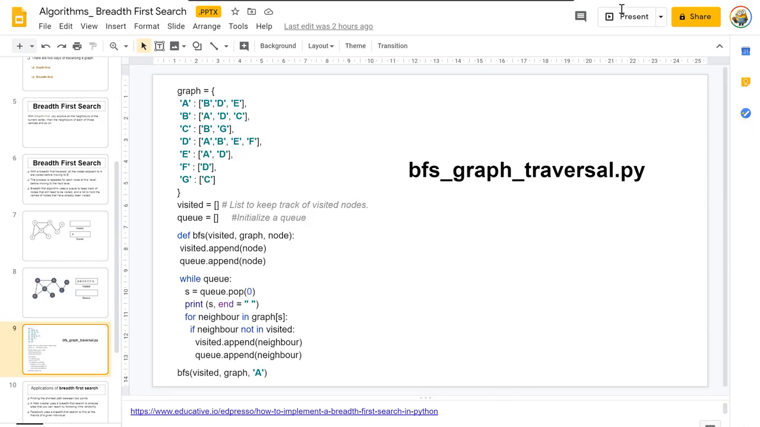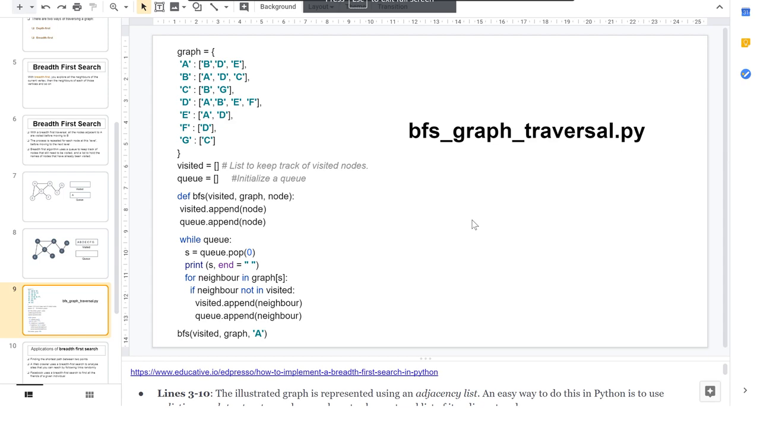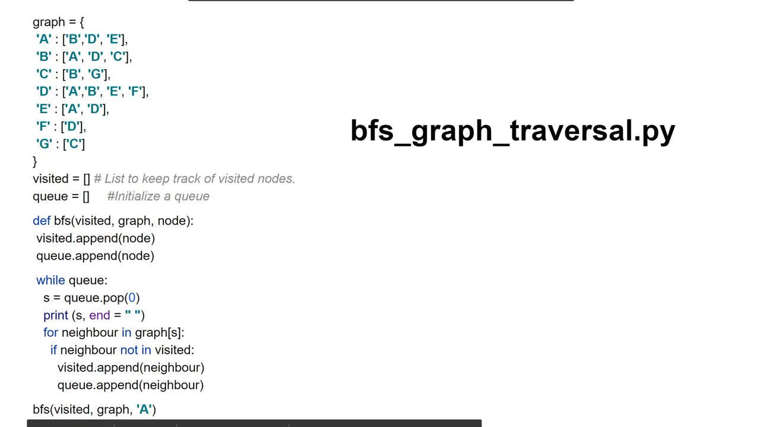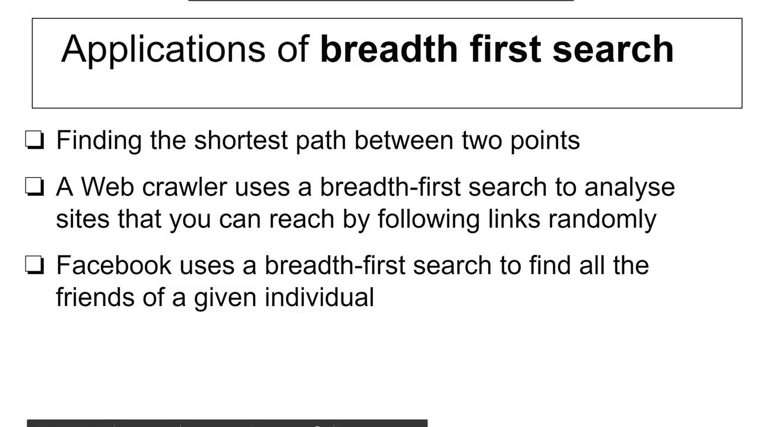So moving on, from this implementation of the breadth first search algorithm, we can look at applications of the breadth first search algorithm. Applications include finding the shortest path between 2 points, using a web crawler to analyze sites that you can reach by following random links. And Facebook actually uses the breadth first search algorithm to find or identify all your friends and contacts.